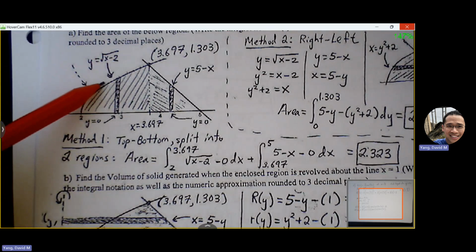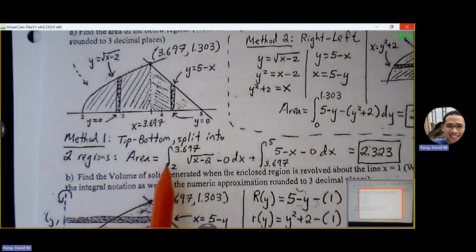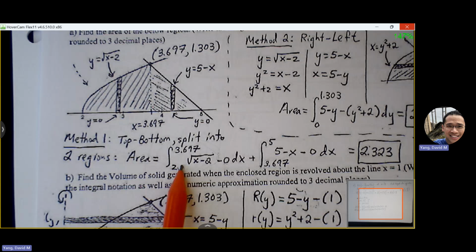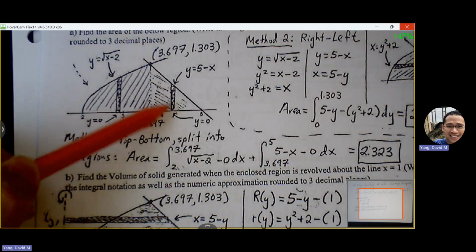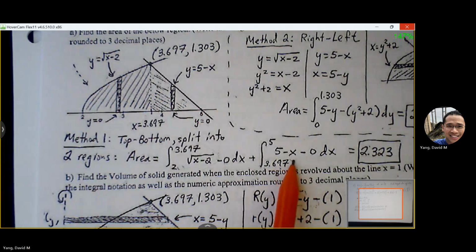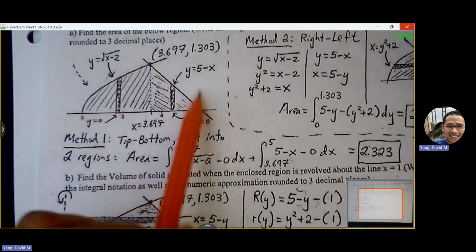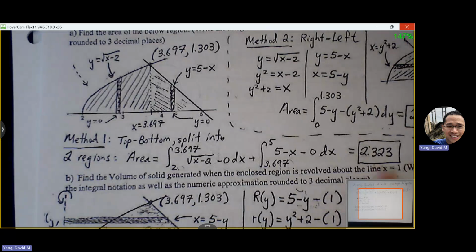Okay, so for the left region here, top minus bottom, top is sitting on the root x minus 2. The bottom is sitting on the 0. We're going from 2 to 3.697. And that will be the area of that left region. Just insert that in the calculator. Plus, next one, 5 minus x minus 0, top minus bottom, from 3.697 to 5. That will give us the region on the right side under the linear graph. Add those together, we should end up with 2.323.